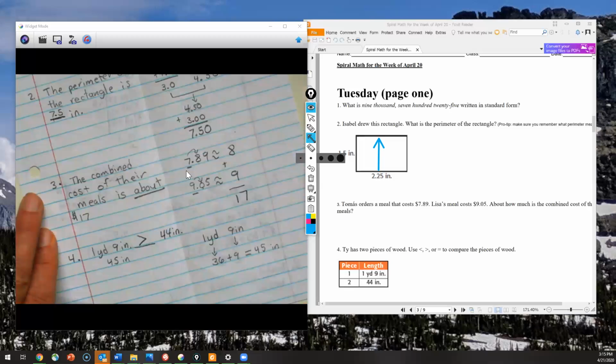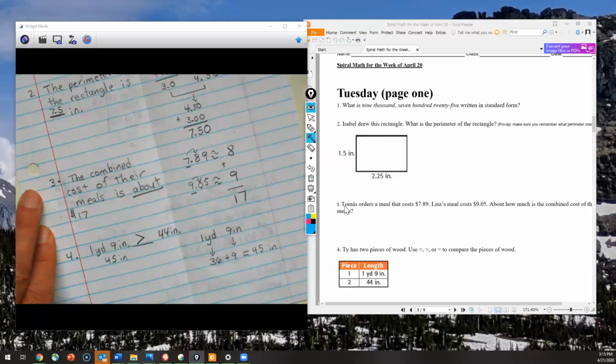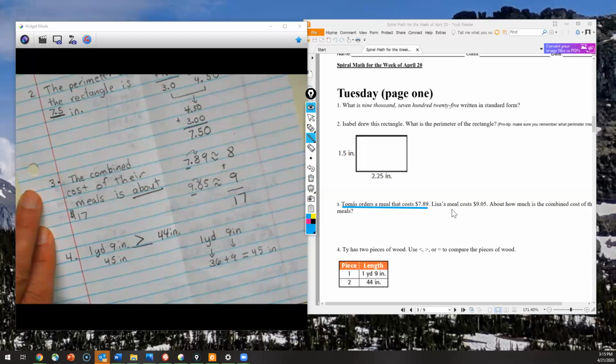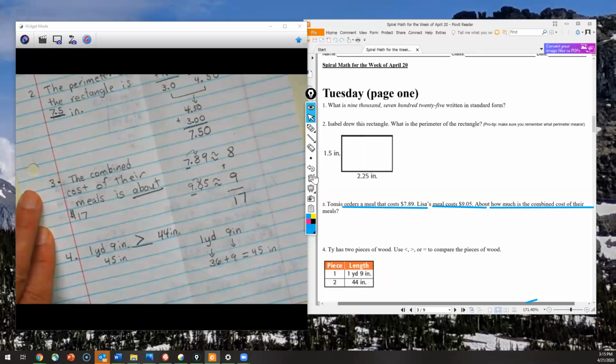For number 3, we're going to be talking about Tomas. He ordered a meal that cost $7, and I'm going to get rid of that arrow. Almost ready again. Tomas orders a meal that costs $7.89. Lisa's meal costs $9.05. About how much is the combined cost of the meals? I want to say that the biggest and most important thing here is the word about, because about means that you're going to be estimating. So make sure that you pay close attention to that word about.